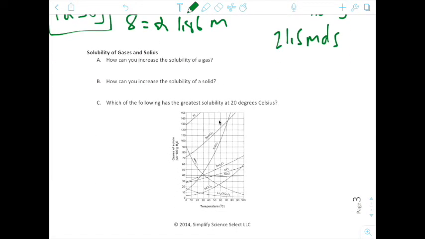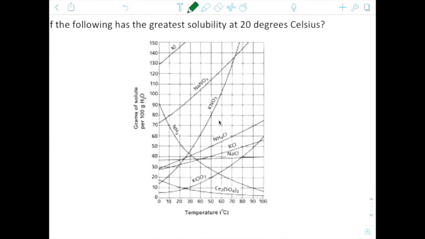Looking at the solubility of gases and solids, it says how can you increase the solubility of a gas? You do that by lowering the temperature. How can you increase the solubility of a solid? You do that by raising the temperature. And lastly, which of the following has the greatest solubility at 20 degrees Celsius? So we look at the graph. Here's 20 degrees. We go up, and it's going to be potassium iodide that has the greatest solubility.